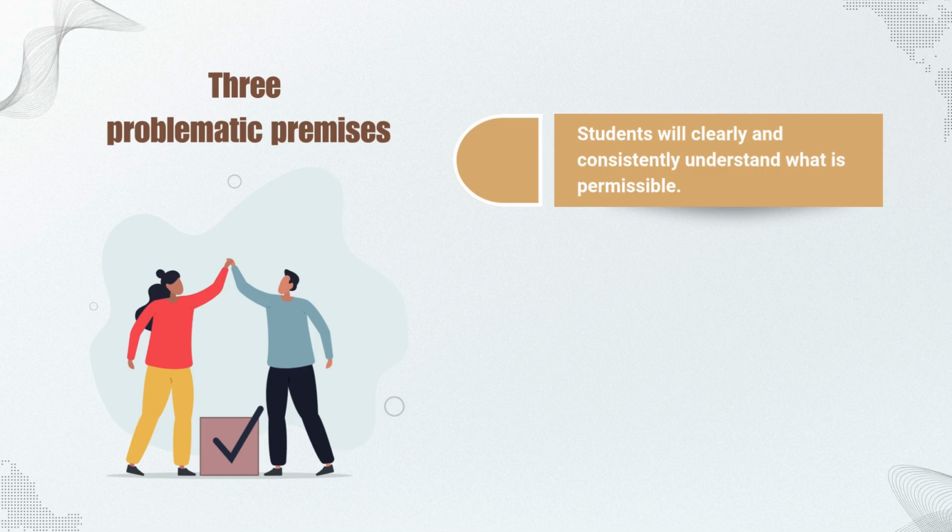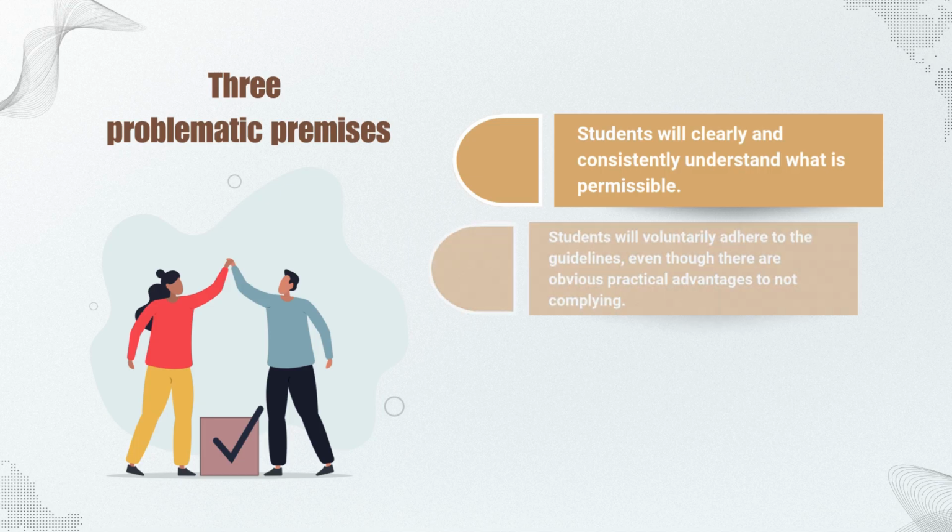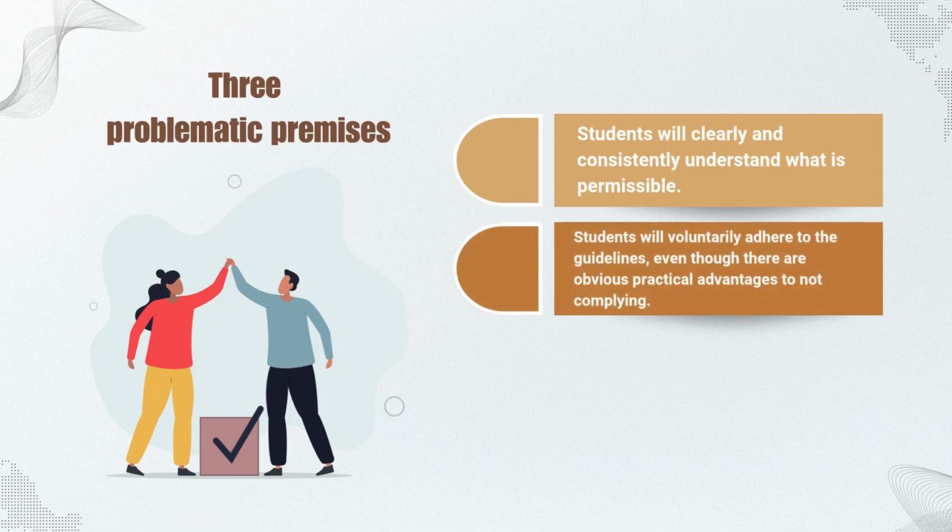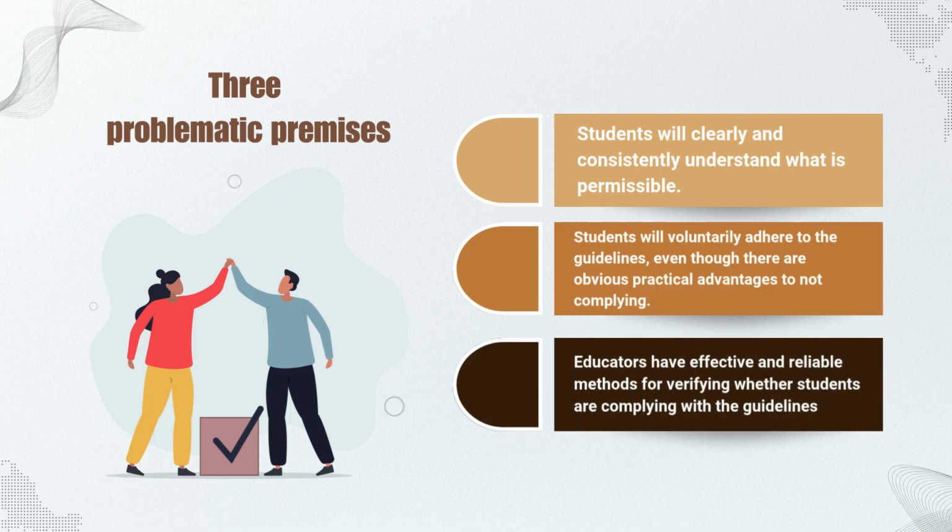Second, the discursive approach assumes that students will voluntarily follow the guidelines, even though there are obvious practical advantages to not complying. Third, the discursive approach assumes that educators have effective and reliable methods for verifying whether students are complying with the guidelines. Therefore, the primary weakness of discursive change lies in its enforceability.